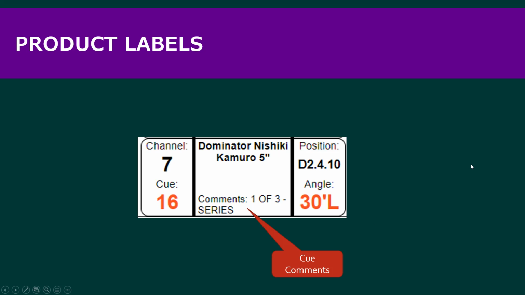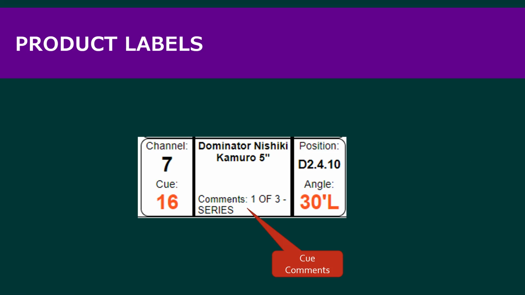Okay, the comments. If there's a specific comment for the product that you're wiring up, this one has a comment, one of 3 in series. So we'll talk about series wiring in just a second. This basically means that there are going to be 3 products that are wired together in the same queue. So this queue will actually have three fireworks go off at the same time.